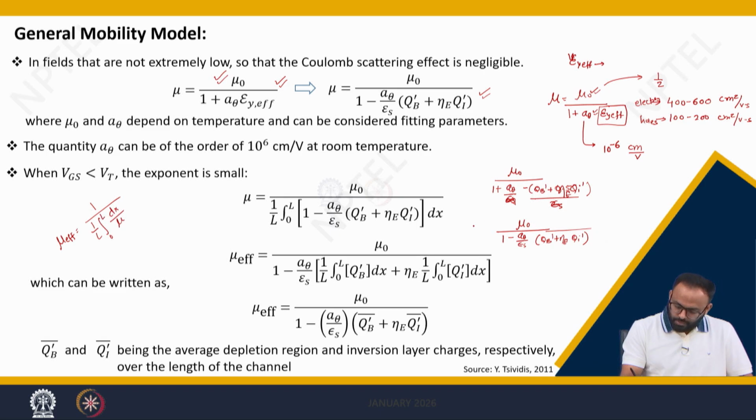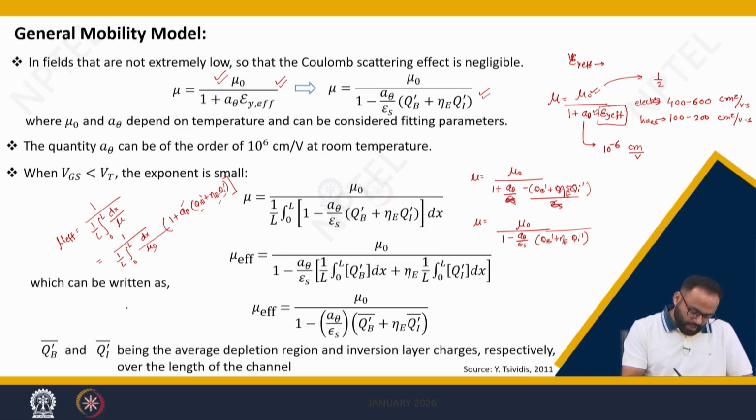So I will put this mobility equation or mobility model that I am deriving here to get the effective mobility component. So 1 over 1 by L integration 0 to L dx. Now mu is given by mu naught divided by 1 plus A theta Qb dash plus eta E Qi dash, where I have already defined the parameters like A theta, mu naught, Qb dash, Qi dash, and so on.